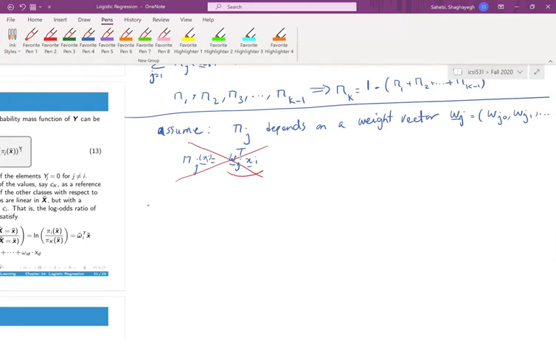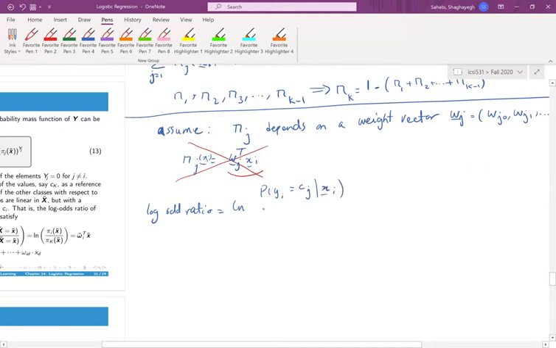Just to remind you, the log odds ratio between two classes can be defined as the logarithm of the probability of our yi being equal to, for example, class Cj, given xi, divided by the probability of yi being equal to class, for example, Cl, given xi. Okay, that is our definition of log odds ratio.